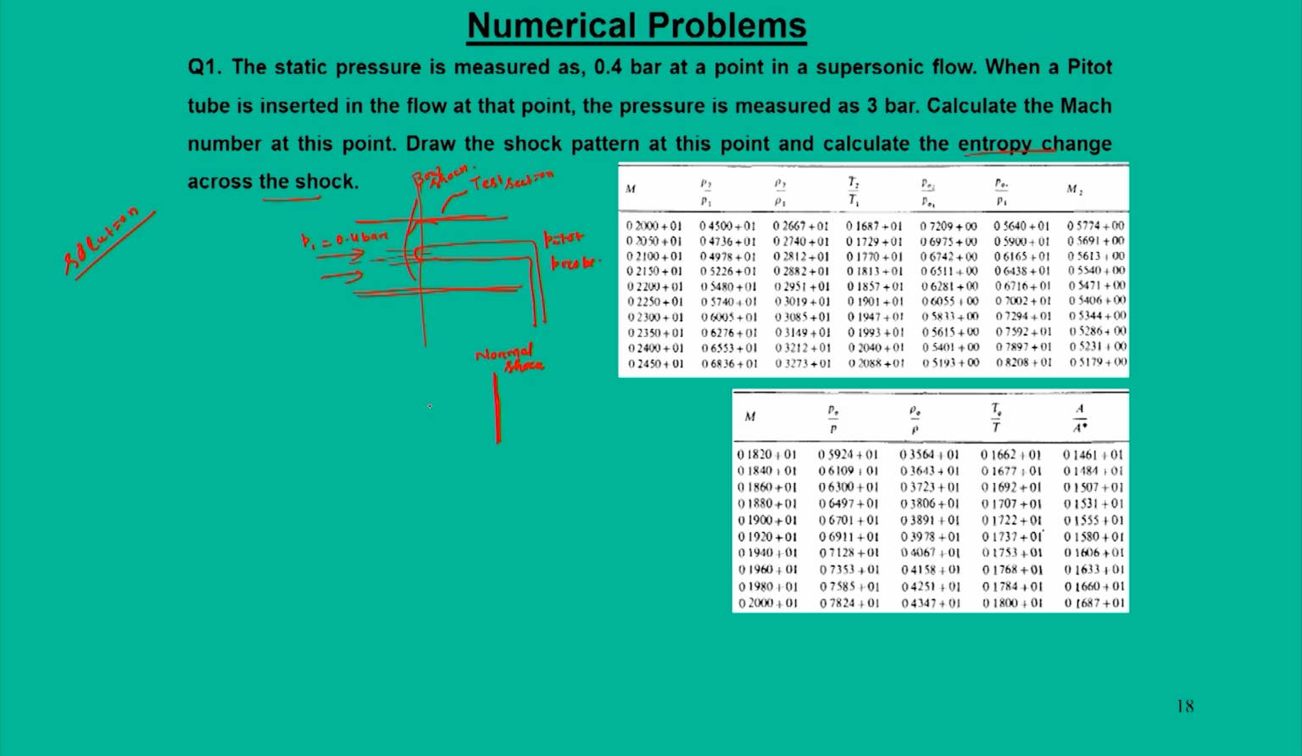And the flow field before that is P1, that is 0.4 bar. So, the streamline encounters a normal shock, and after this normal shock, this probe measures a pressure of 3 bar.